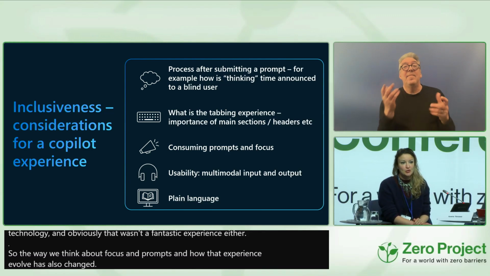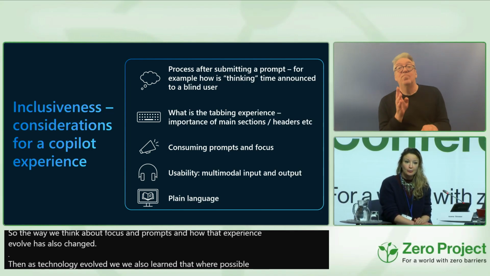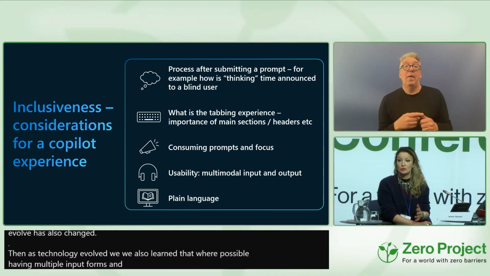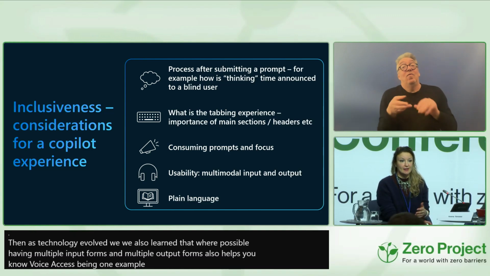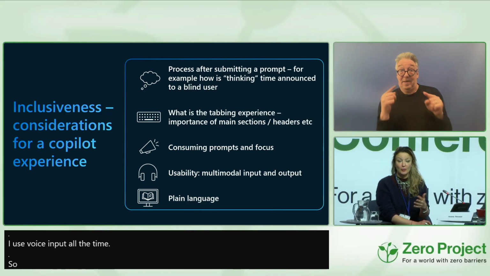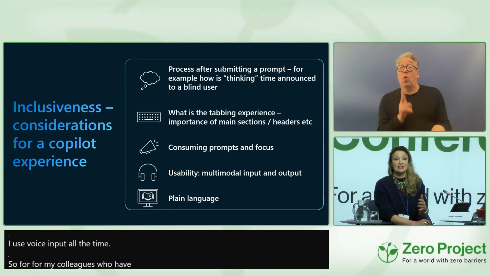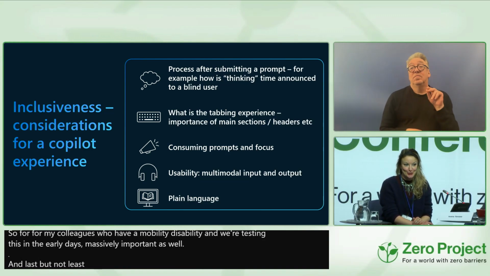Then as technology evolved, we also learned that where possible, having multiple input forms and multiple output forms also helps. Voice access is one example. I'm dyslexic, and I use voice input all the time. It was also massively important for my colleagues who have a mobility disability, as we were testing this in the early days. And last but not least, plain language.